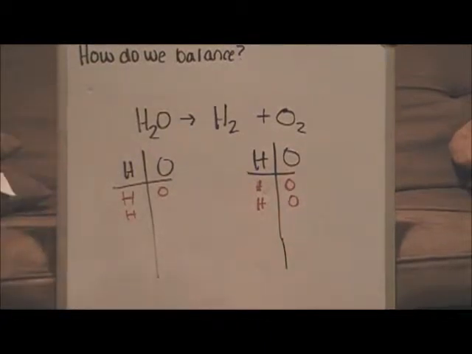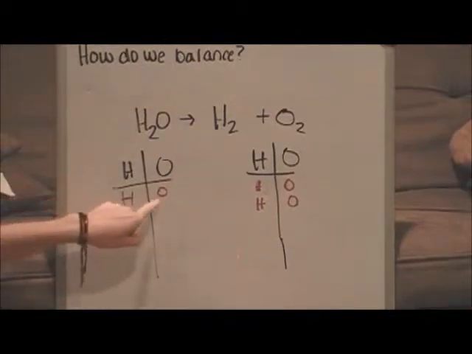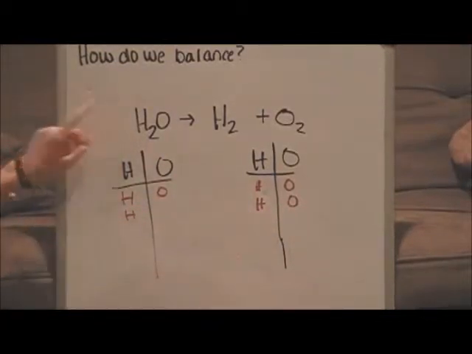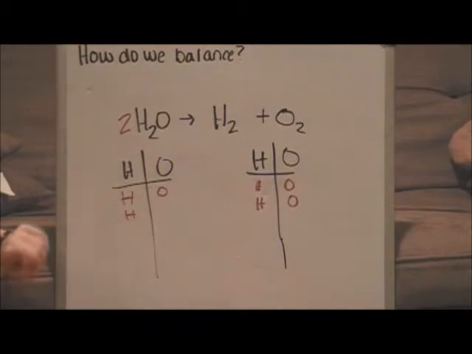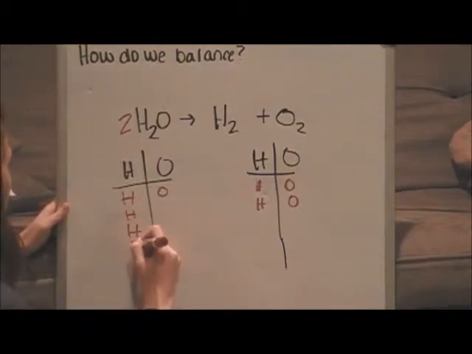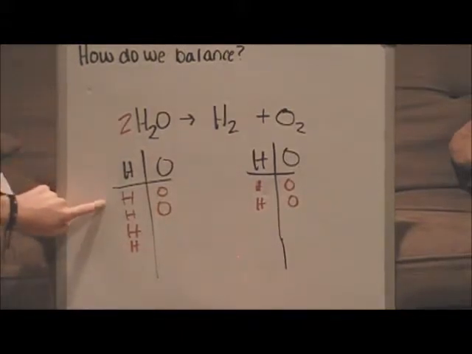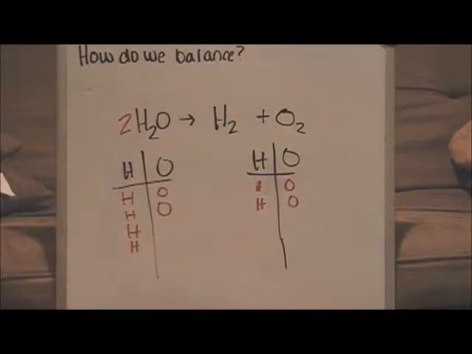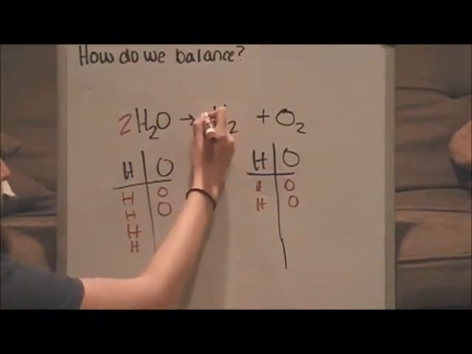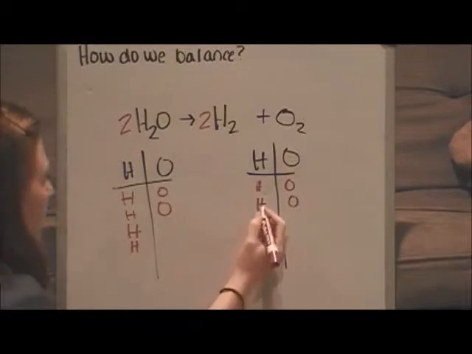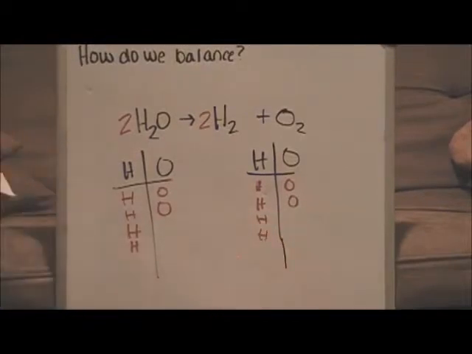Now we want to make the H's and the O's exactly the same number on each side. To get from one O to two O's, we're going to put a 2 in front of the H2O, which will give us two more H's and one more O. But now on the reactant side we have four H's, and on the product side we have two. So we need to add a 2 to the H2, which would give us two more H's. Now our balanced equation is 2H2O yields 2H2 plus O2.